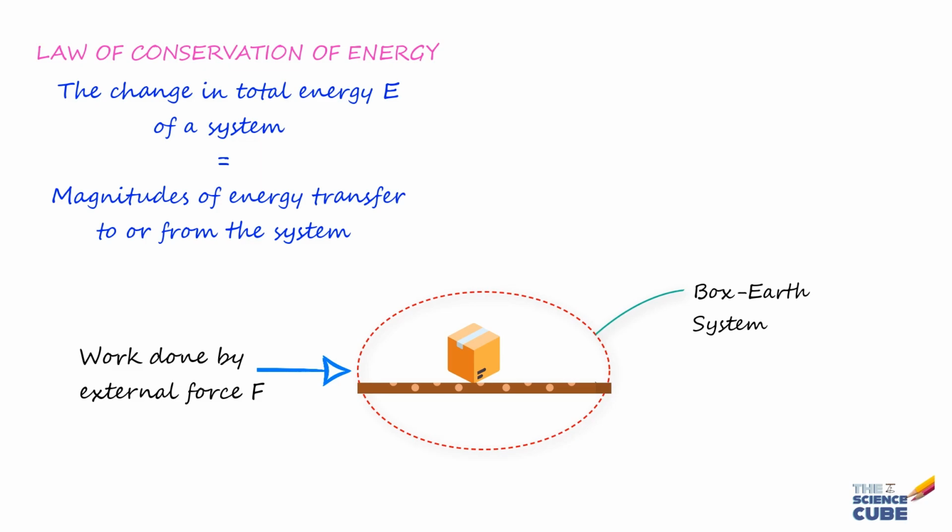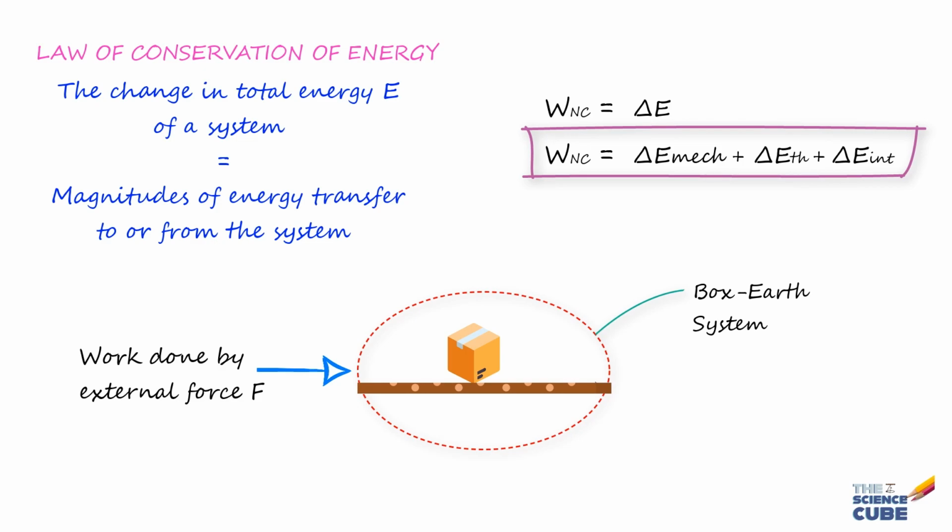Thus, we can say that work done by an external force on the system is equal to the change in total energy of the system. That in turn could be the sum of changes in various other kinds of energies. And here, delta E mech is any change in the mechanical energy of the system, delta E thermal is any change in the thermal energy of the system, and delta E internal is a change in kind of internal energy of the system. And remember, delta E mech is nothing but delta K plus delta U.